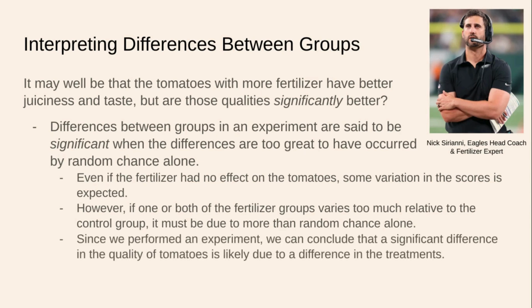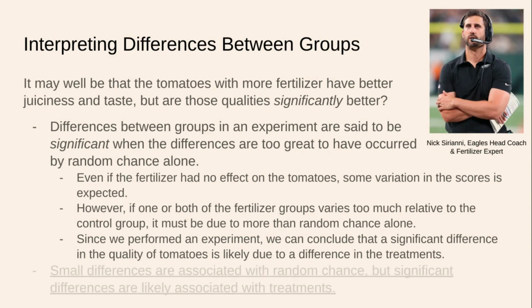So since we performed an experiment, we can conclude that a significant difference in the quality of tomatoes is likely due to the difference in treatments. This is something we cannot do with observational studies. We cannot show cause and effect with observational studies, only association. But with a well-designed experiment in which we can control and in which we can replicate and randomize and block if need be, we are capable of showing cause and effect. And that is the power of an experiment.